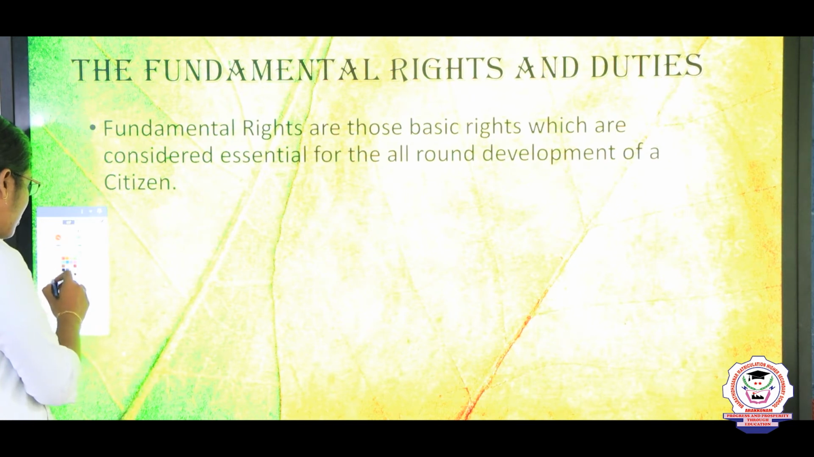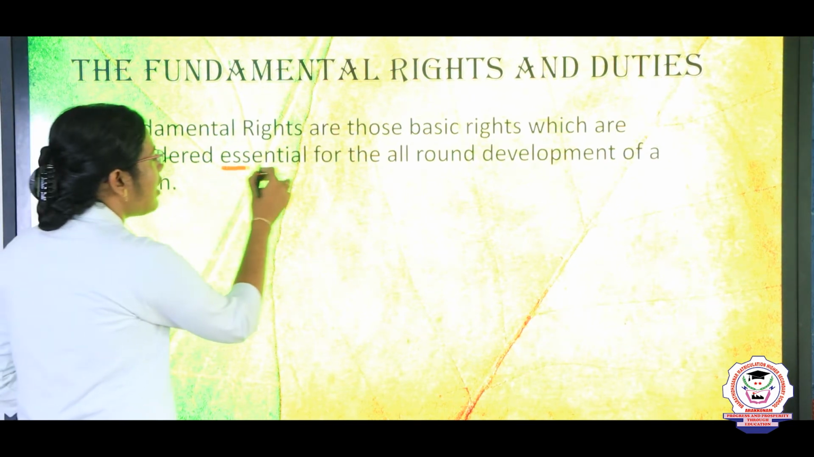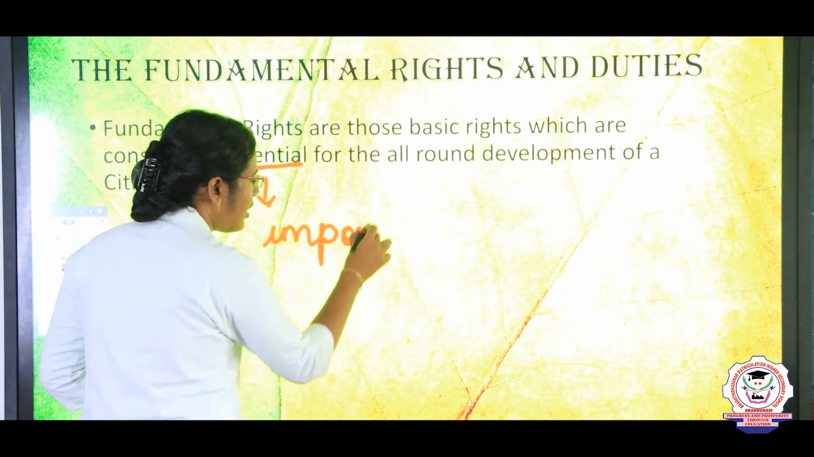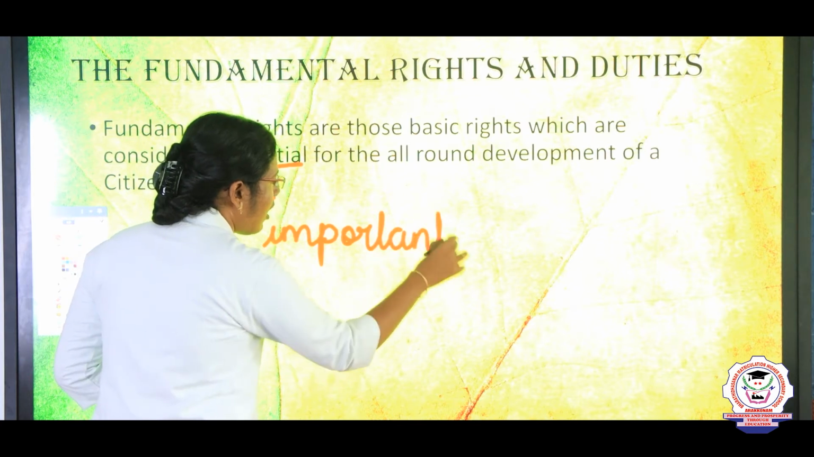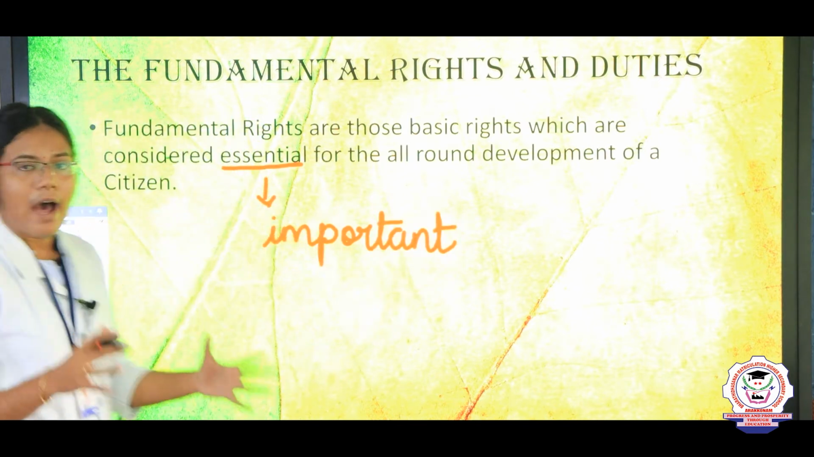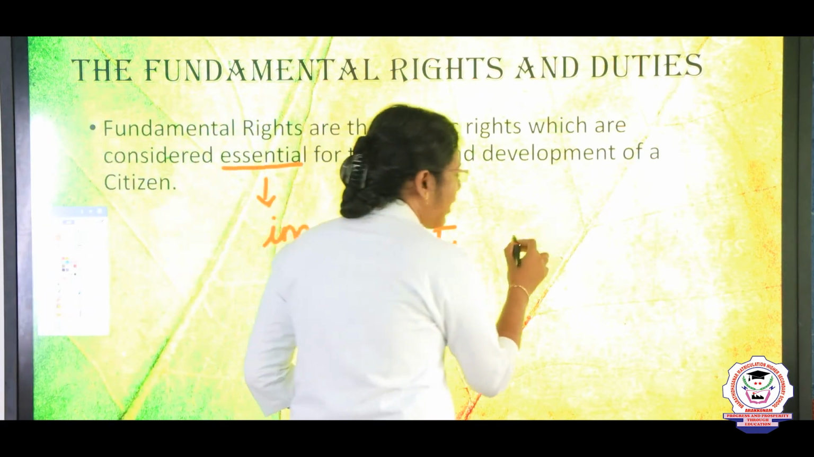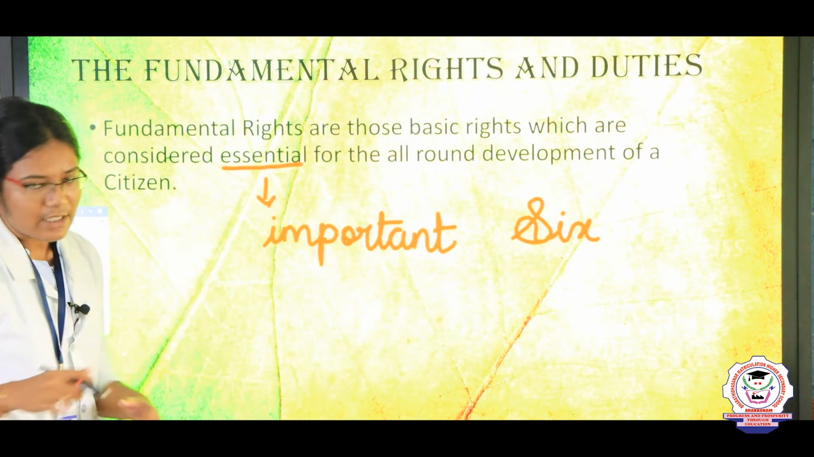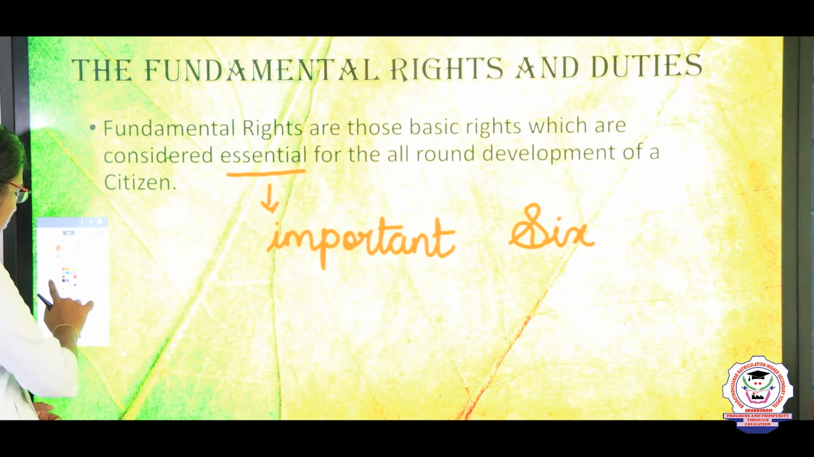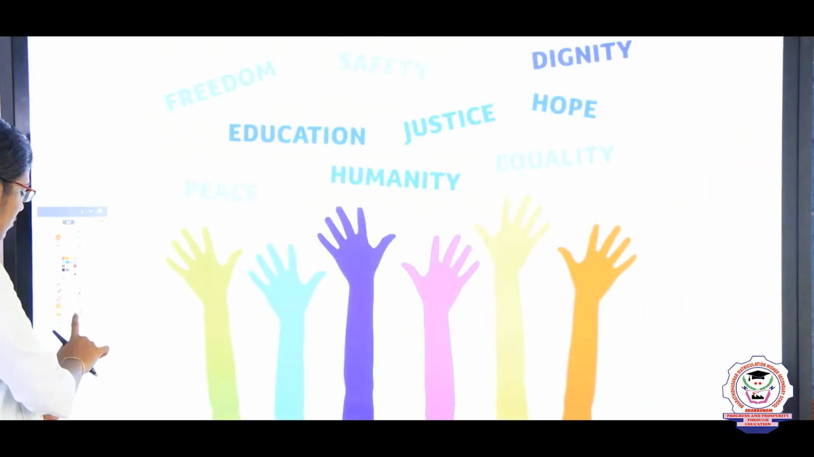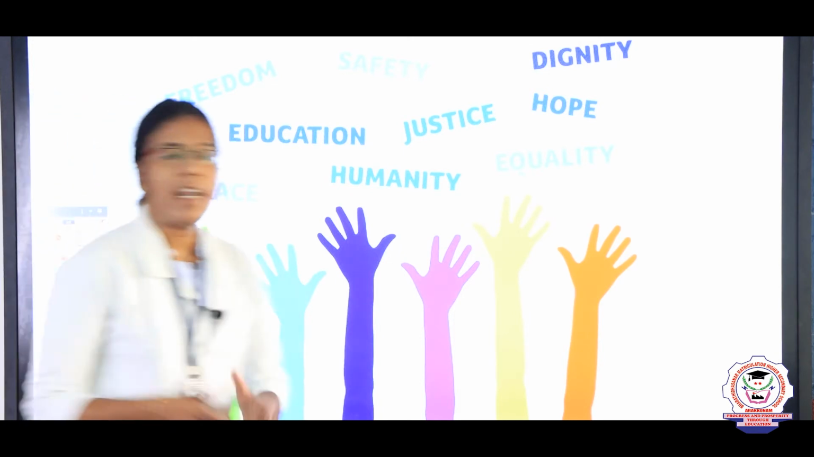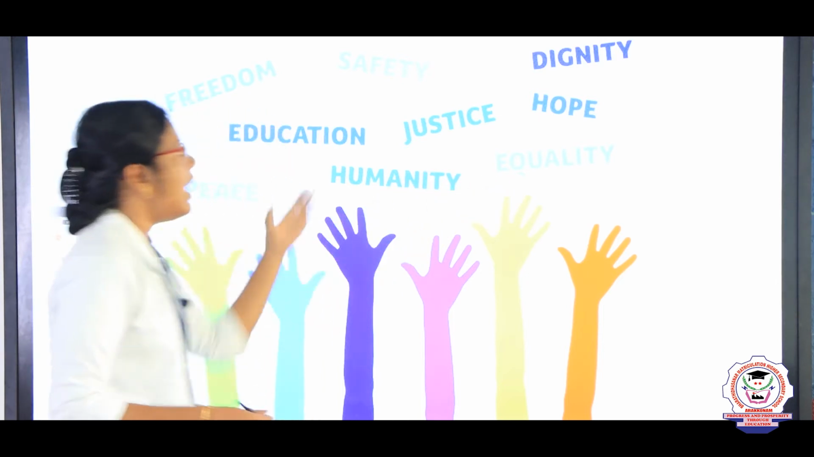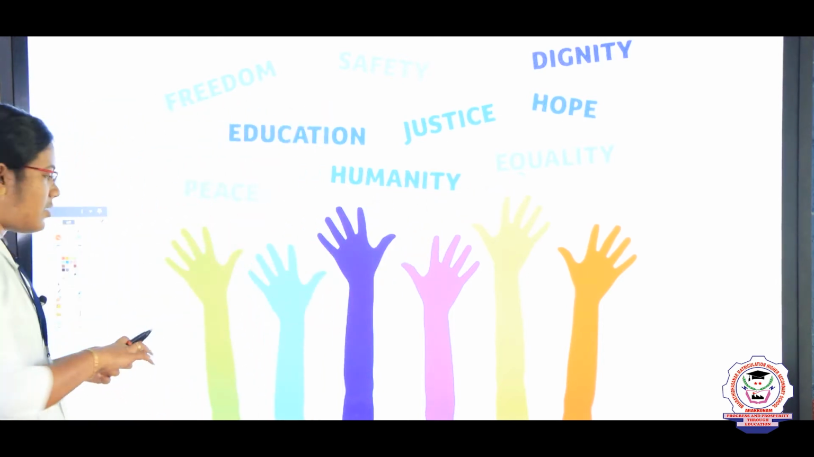So what does the word essential stand for here? Essential is nothing but important. So the basic fundamental rights and duties are very important for us. We have 6 basic fundamental rights, which we will discuss now. The fundamental rights explain things like peace, humanity, equality, safety, dignity, etc.